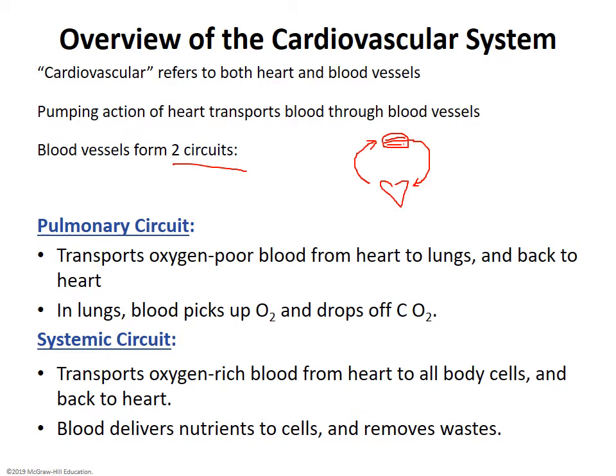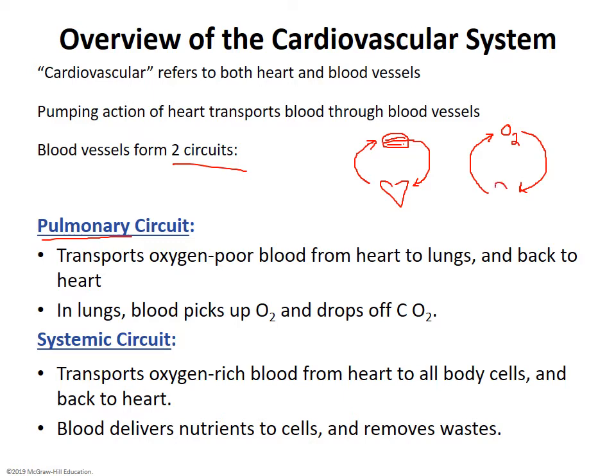So I've got a pulmonary circuit, which is the new one. Pulmonary, hopefully everyone knows, means lungs or respiration. And so in this circuit, I'm going to be pumping out deoxygenated blood to the lungs. And there it's going to pick up the good, yummy O2 and drop off the carbon dioxide. And then the blood's going to come back to the heart.